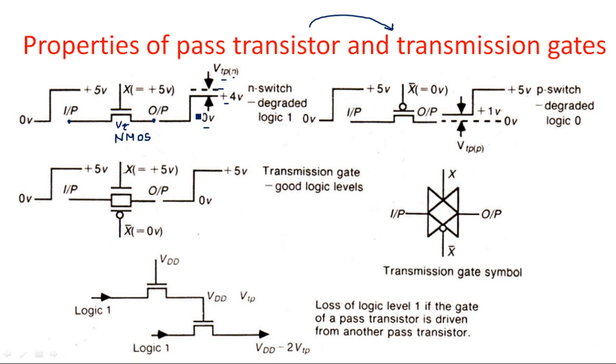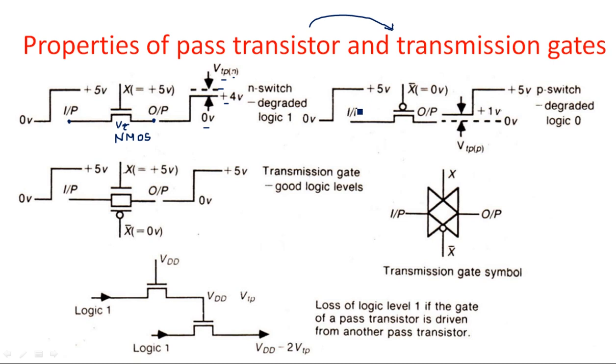Okay, this is the problem with respect to the pass transistor in the NMOS logic from 0 to 5 volts. And see here, the N switch degraded logic 1. Degraded logic 1 means we are not getting 100% logic 1. Logic 1 is degraded by an amount of threshold voltage, so that's why we get degraded logic 1 in the case of NMOS transistors.